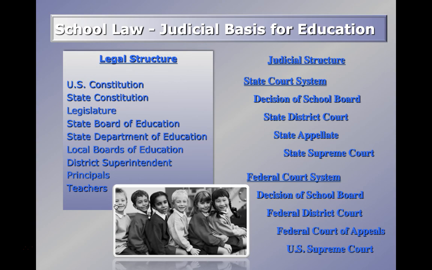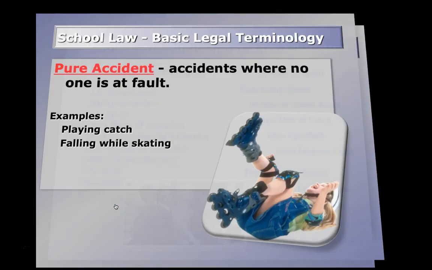If it's a constitutional issue, again starting with the decision of the board, it goes to the federal district court, and if that's appealed, it goes to the Federal Court of Appeals, and then the United States Supreme Court. So you have a system of handling policies and procedures, and if it's constitutional, it goes to the federal system, and if it's not constitutional, it goes to the state court system.